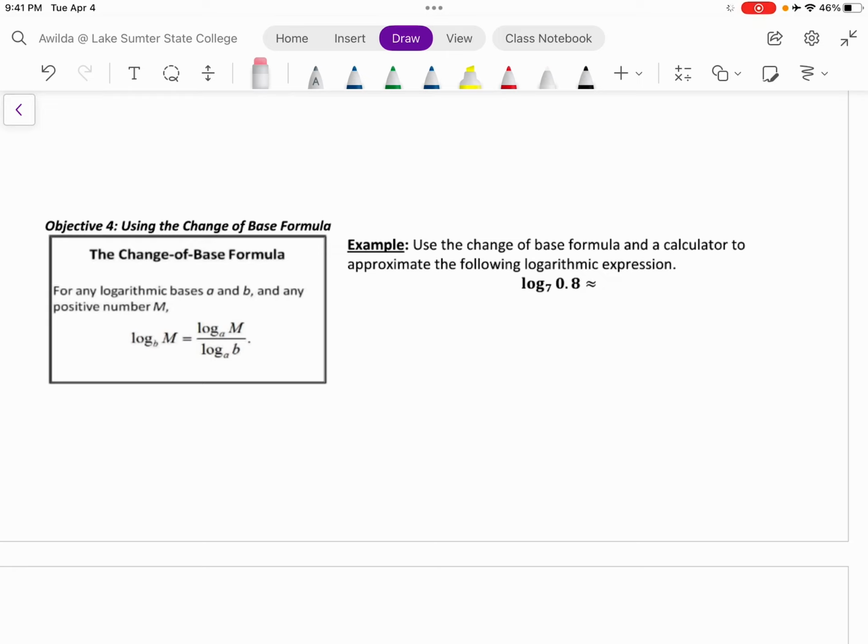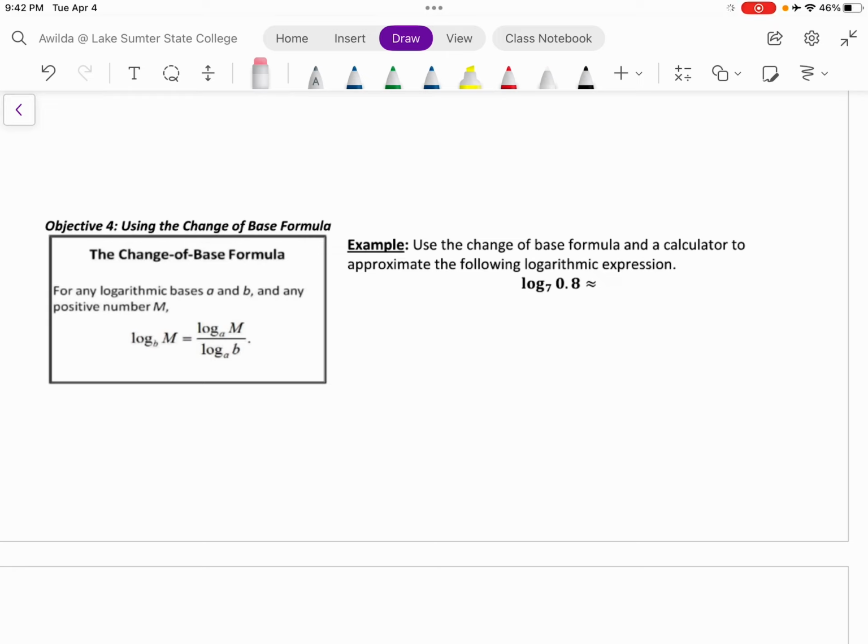According to the change of base formula, a logarithm with base b of an argument m is exactly equal to the logarithm base a of the argument m divided by the logarithm base a of the original base b. a could be any allowable base. So when it comes to using our calculators, it would make sense to let a be 10, using logarithms base 10, which are the common logarithms, or using a base of e for a natural logarithm.